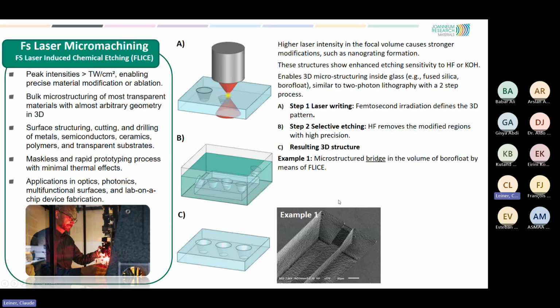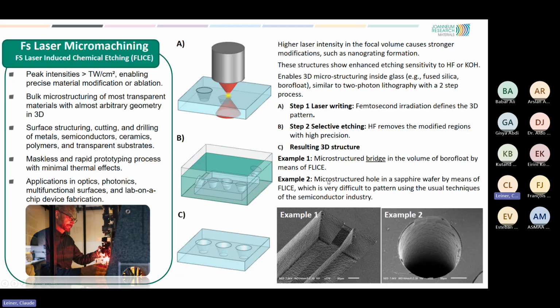And this you can use for many different functionalities of integrated photonic devices. Here's another example of why this is really interesting. This is a microstructured hole, a drilled hole made with this technique, but in a sapphire wafer. Sapphire wafers are very difficult to pattern using the usual techniques of the semiconductor industry. So this is really a technique where you can even micro-machine sapphire wafers.